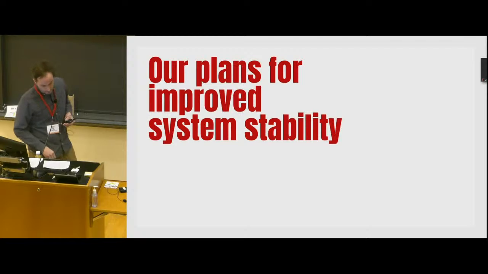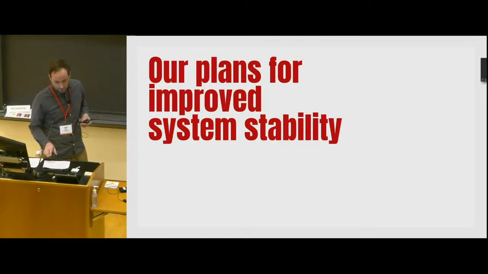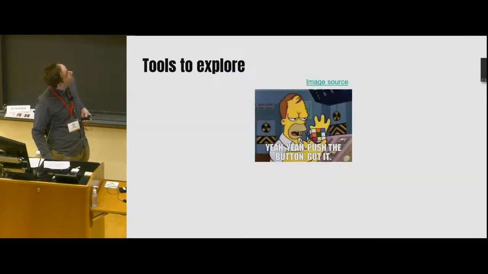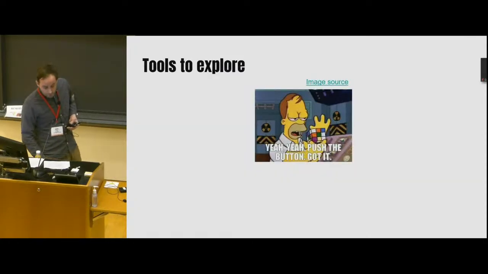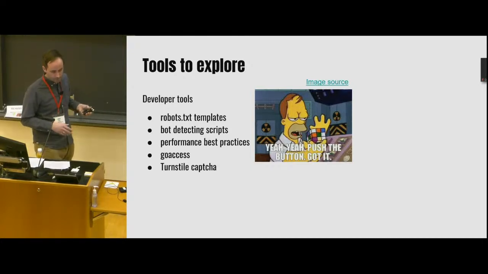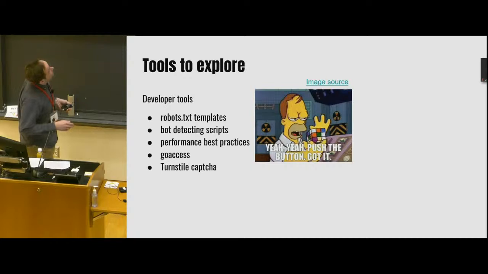Having said all that, I want to now talk about our plans for improved system stability. So we've already been implementing crawler directives, working toward establishing baseline performance metrics and corresponding alerts. So now let's give you an idea of some of our future plans for improved system stability. There are some tools we want to explore. First, we can start off with tools for our developers. We want to refine robots.txt templates with tips on how to block some or all bots from some or all of the site. We want to continue to use and improve our scripts to help identify IPs causing load.